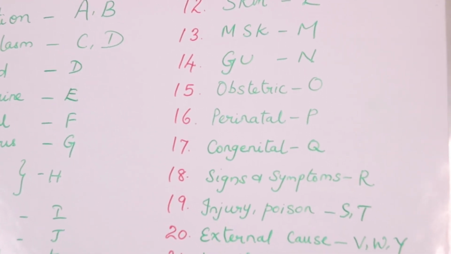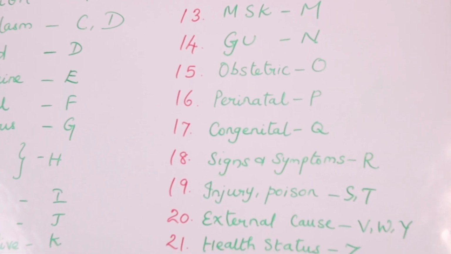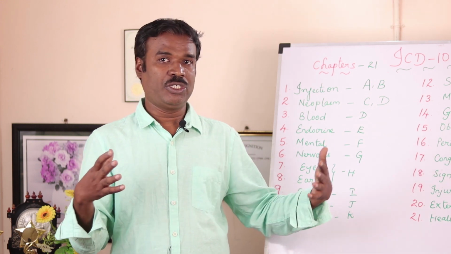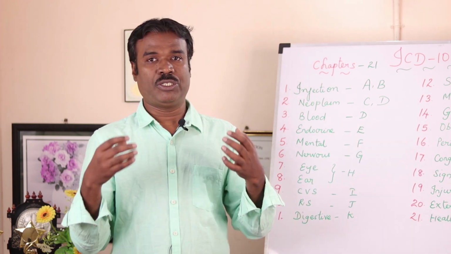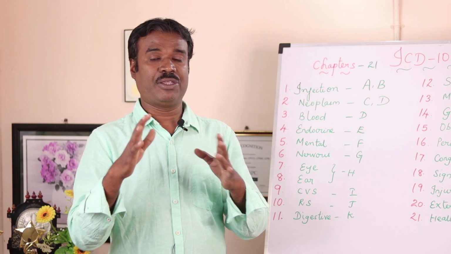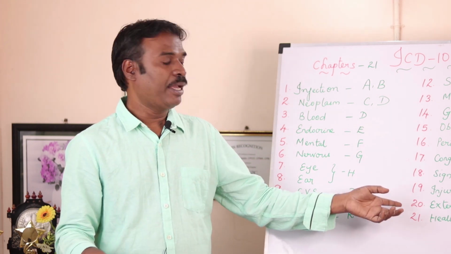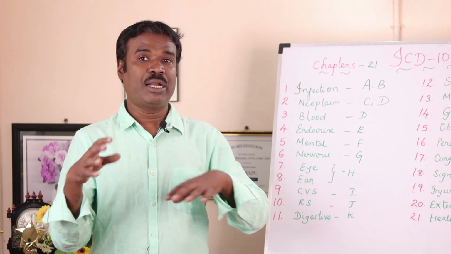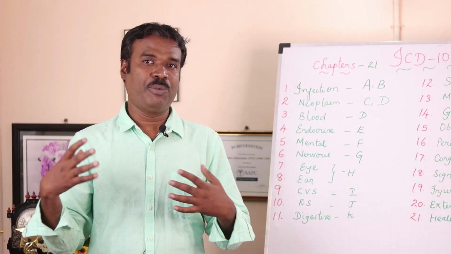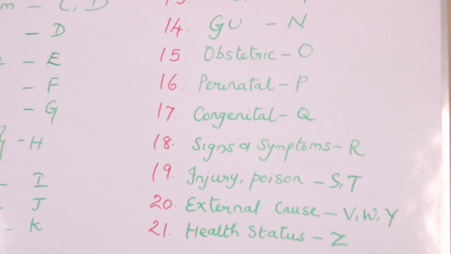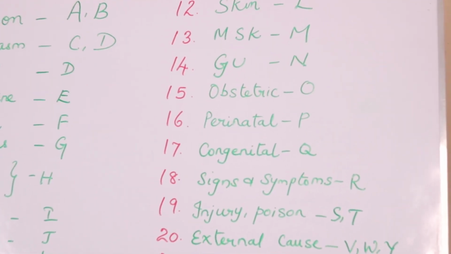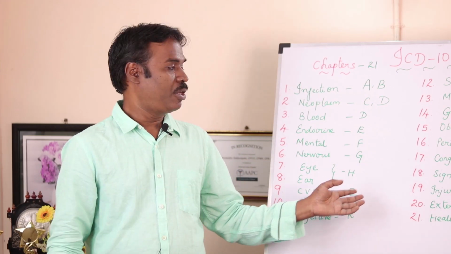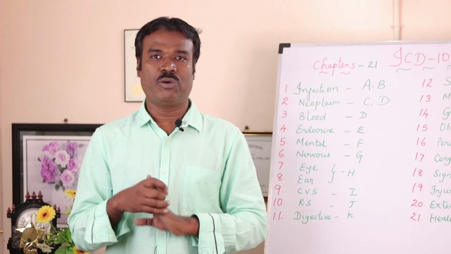It is with S and T codes. Strain, sprain, fractures, and then injury, that is an acute injury, all the fractures, and complications, adverse effect, poisoning, all with S and T. Next you have the external cause codes; S and T is over. Z will come under the health status code, reported as health status, encounter, screening and all that. Remaining other than Z and S and T, we have V, W and Y. These are all the external cause codes.